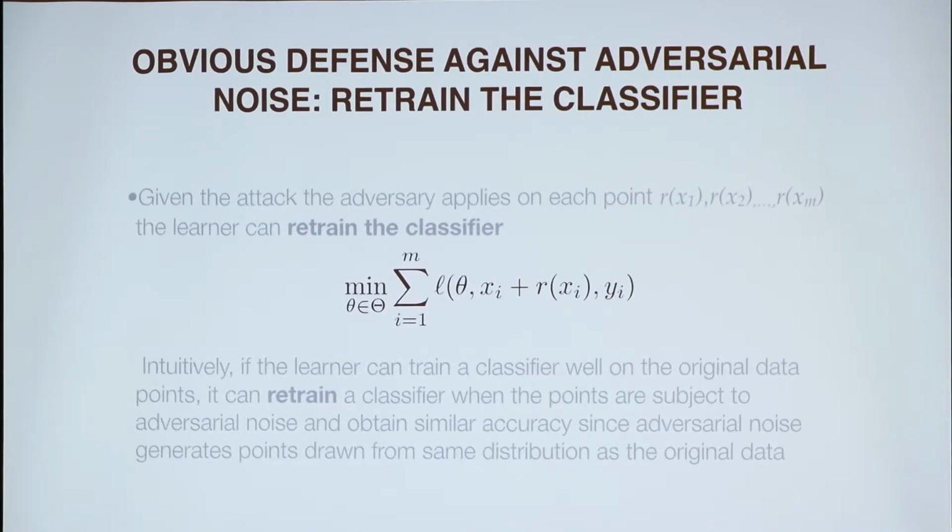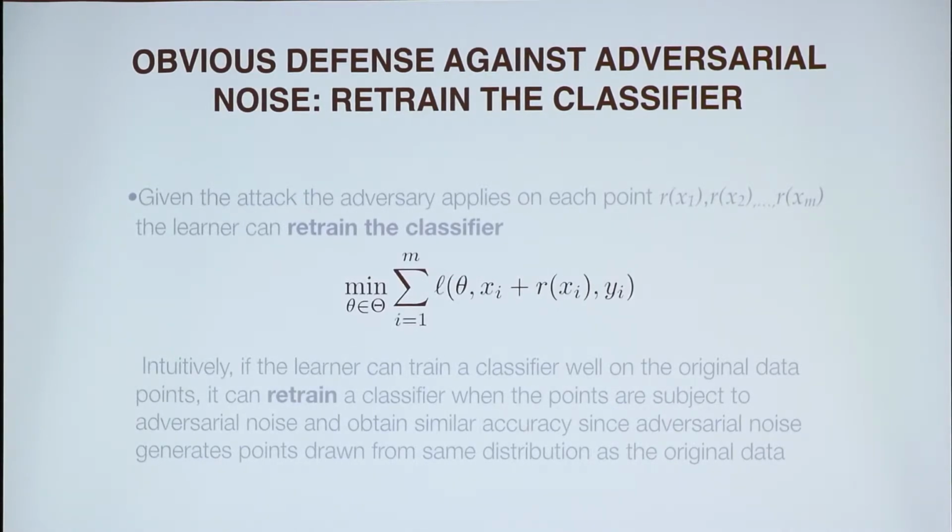Exactly. If I go to NIPS and read a paper about an adversarial attack, then as a learner I can say, maybe I'm not going to be bothered by this attack, because I will just go and retrain my classifier using that attack. If you know what the adversary is going to do, it's easy for you to defend against. And empirically this works really well.